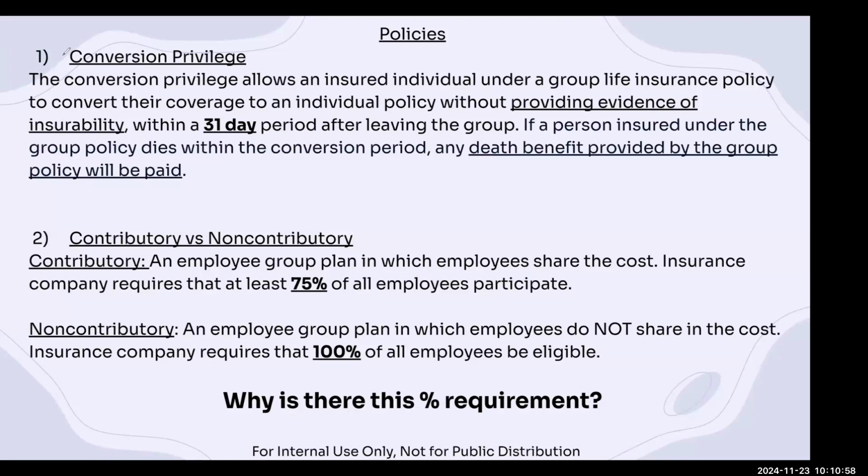And first, it's the conversion privilege. So just as the term mentions, conversion privilege allows an individual under a group life insurance to convert the coverage to an individual policy, so converting to an individual policy without providing evidence of insurability.